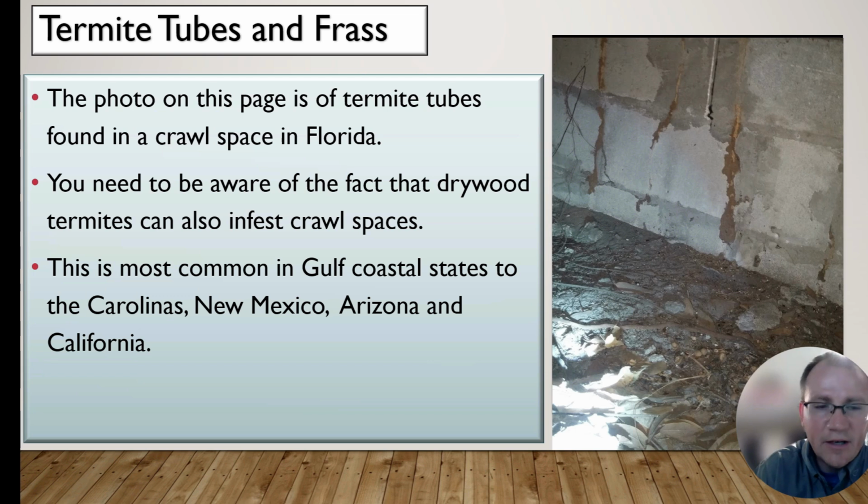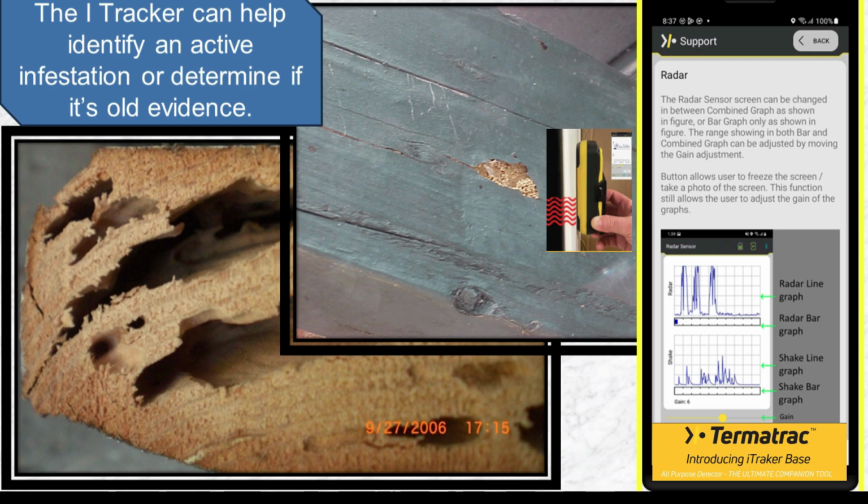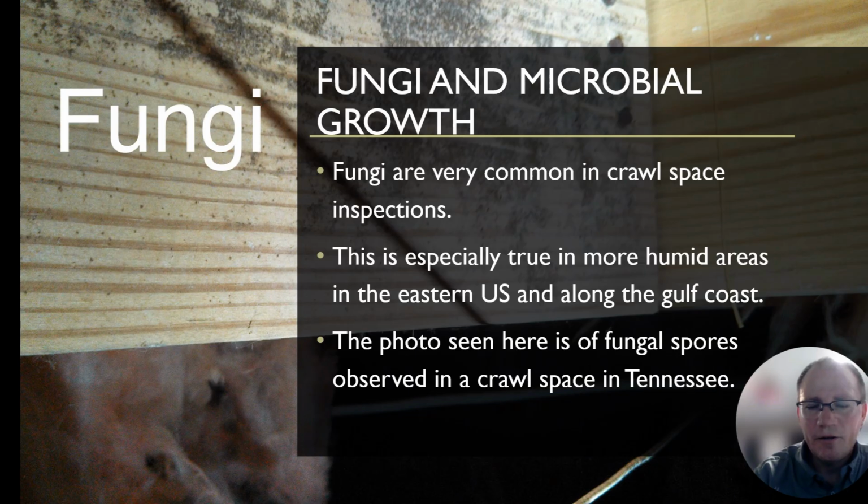But it is something to note that there can be drywood termites, and you're going to be looking for things like frass and their fecal pellets in the crawl spaces. The eye tracker made by Termatrack can aid us in identifying if the termites are active or if it's old evidence. Another interesting thing you're going to come across in crawl spaces is fungi and microbial growth.